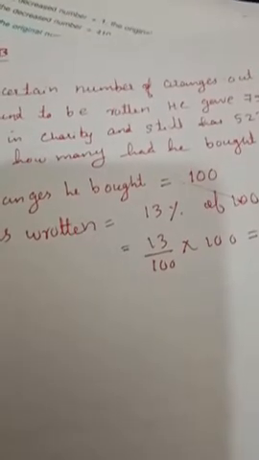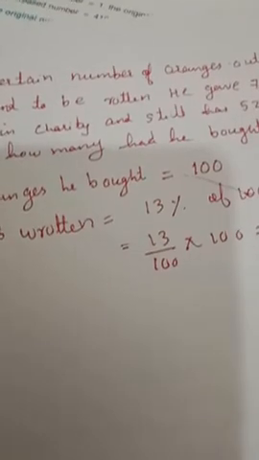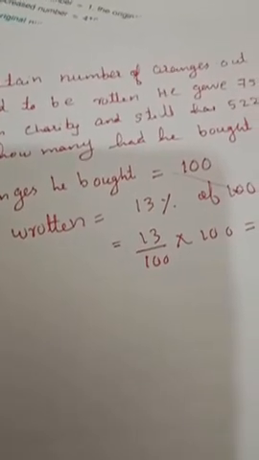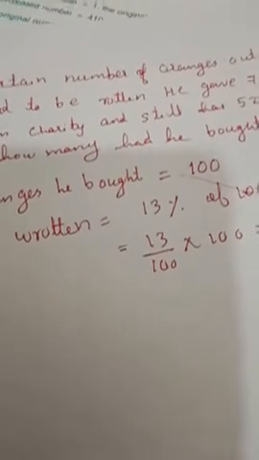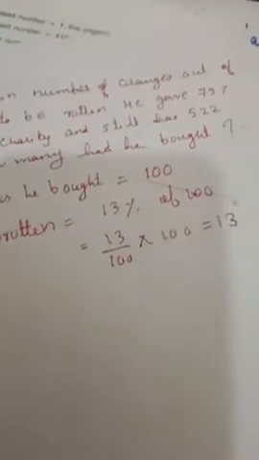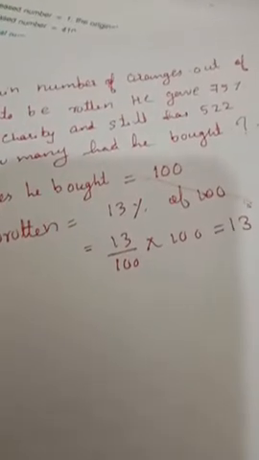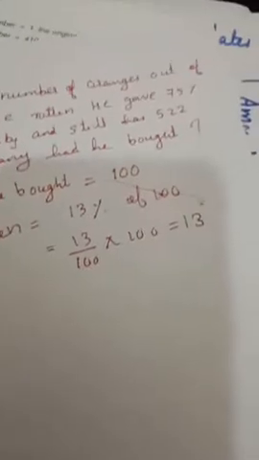Number of oranges he bought we don't know, but we assume the number of oranges he bought is equal to 100. Let it be 100. Out of this 100 oranges, 13% were rotten. So number of oranges rotten, how to find 13% of 100? That is 13 by 100 into 100 is 13.